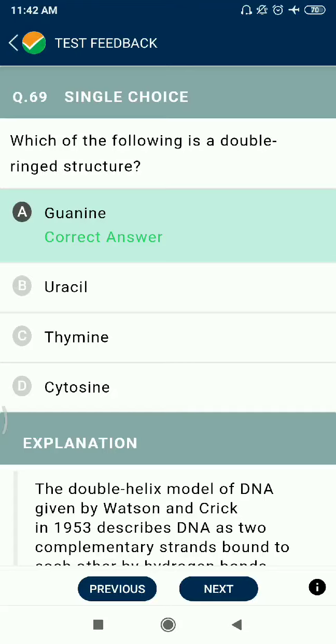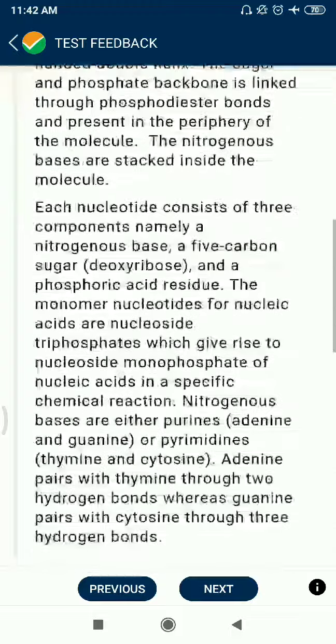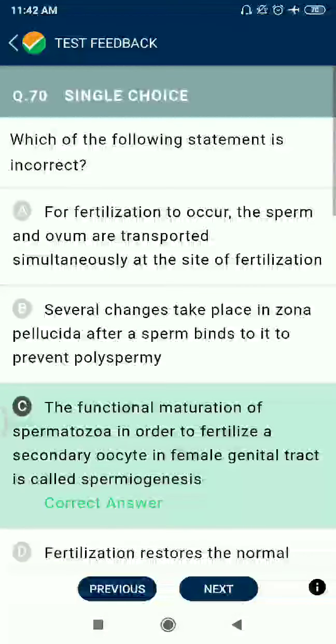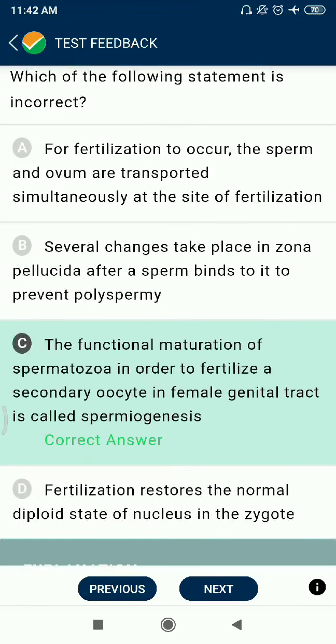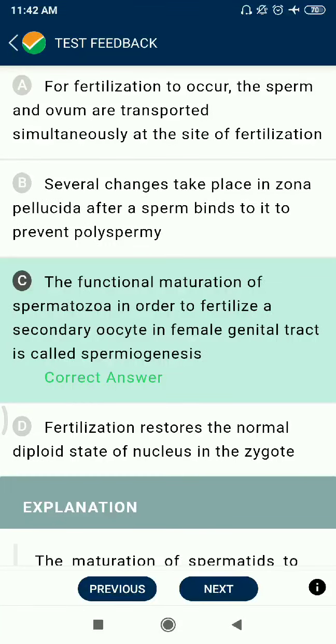Question number 69. Which of the following is a double ringed structure? Guanine. Question number 70. Which of the following statement is incorrect? For fertilization to occur, the sperms and ovum are transported simultaneously at the site of fertilization, but several changes take place in the zona pellucida after sperms bind to it to prevent polyspermy. Option C. The functional maturation of spermatozoa in order to fertilize a secondary oocyte in the female's genital tract is called spermiogenesis. No.